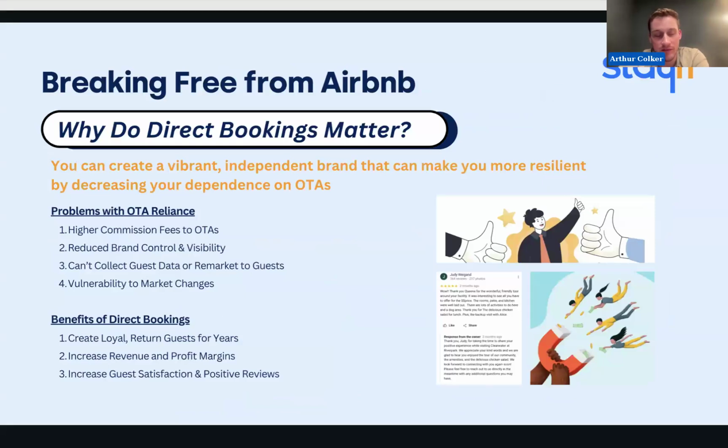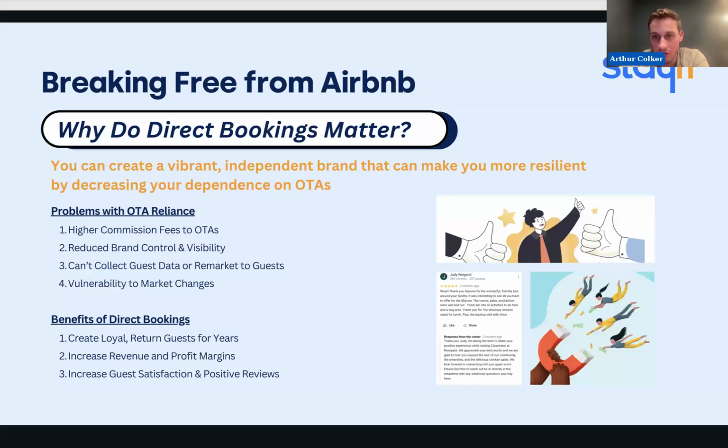I'd love to get your perspective on this as well, Gil. But why do direct bookings matter? There's a ton of reasons why direct bookings are important for short-term rental operators. Number one is that they're just more profitable because OTAs obviously take a pretty significant percentage of the revenue, whether that's you paying it or the guest paying it. At the end of the day, it could be 15+% of the total booking.